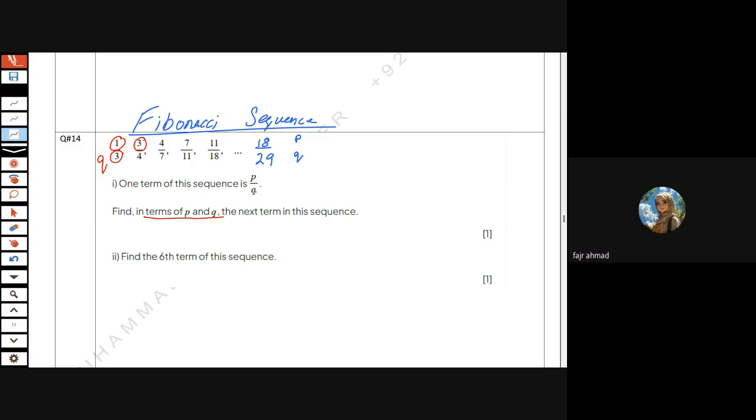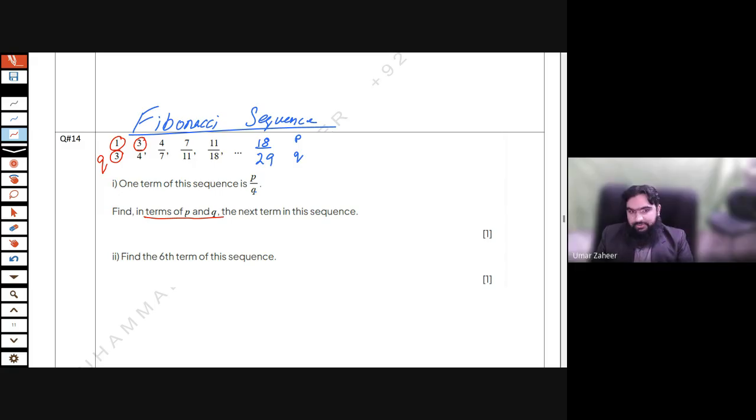Yes, sir, isn't it 18 over 29? It is. That's the value. That's the answer for the second question. That is the value. We have also to find this one.